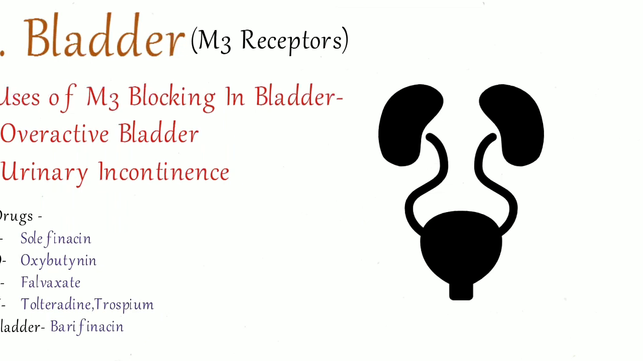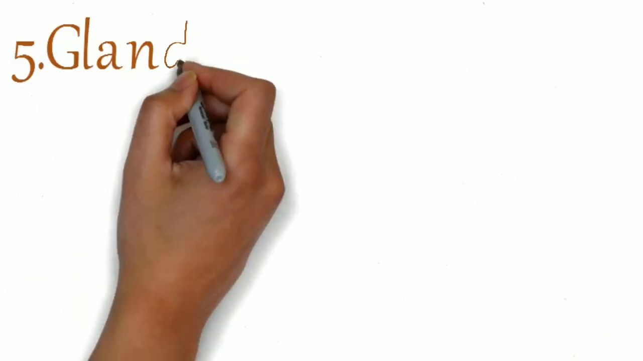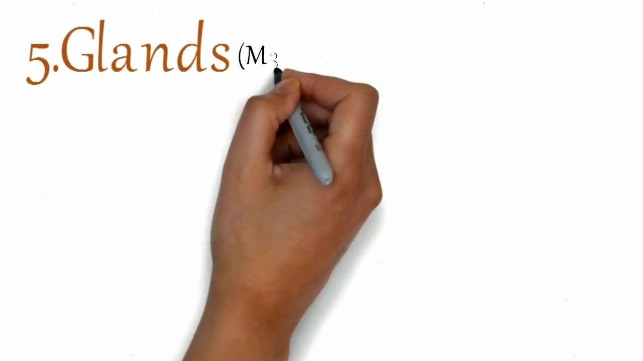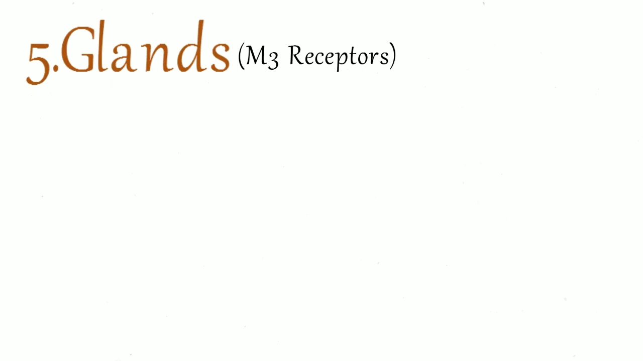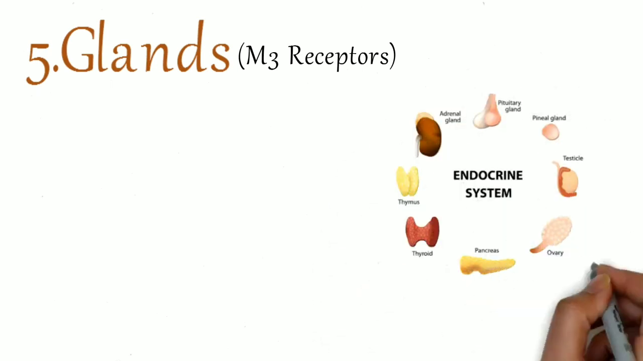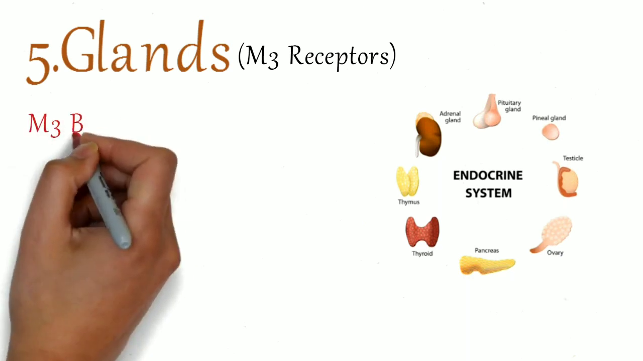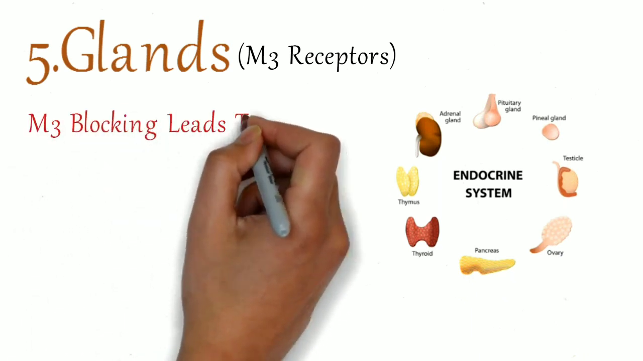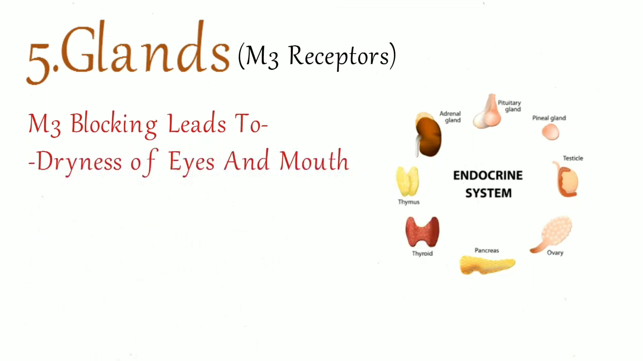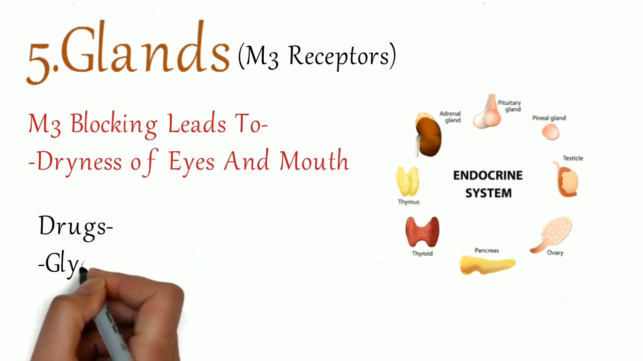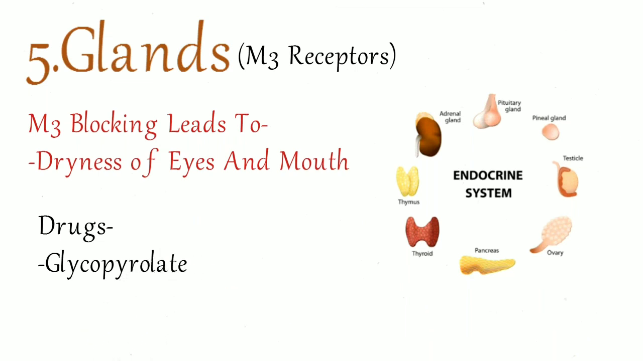Now the fifth one is the glands, or endocrine glands. They also have M3 receptors. M3 receptors increase the secretions of these glands, and if we block them, they will decrease the secretions. M3 blocking leads to conditions like dryness of eyes and dryness of mouth. Mouth dryness is also called xerostomia, the scientific term for this. The drug we use for M3 blocking in glands is glycopyrrolate. It is also a pre-anesthetic anticholinergic drug. About this we will discuss later.